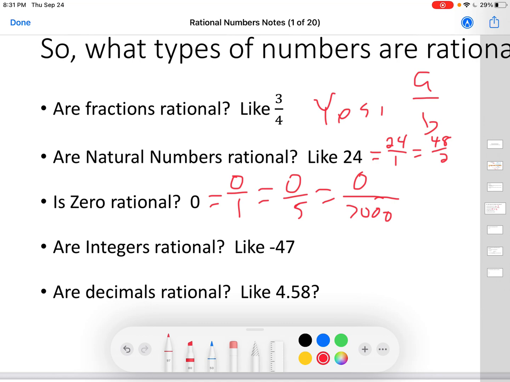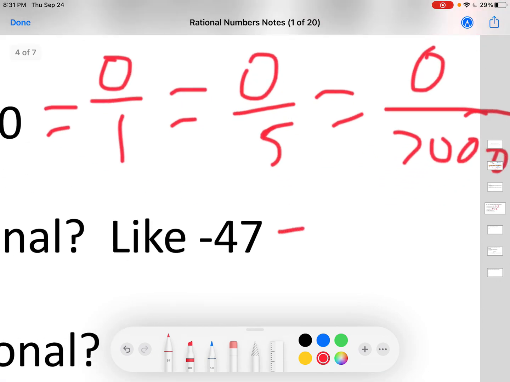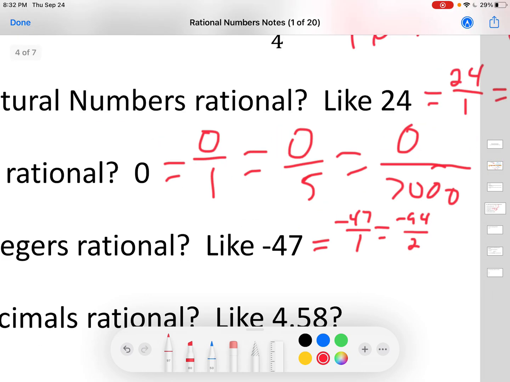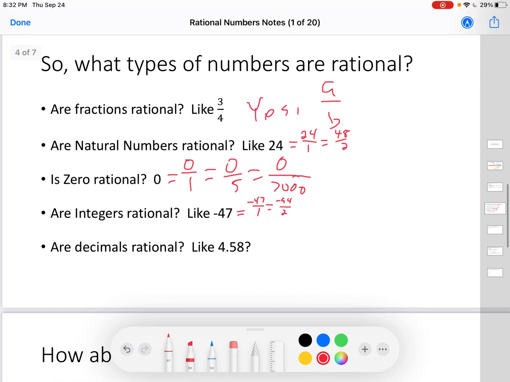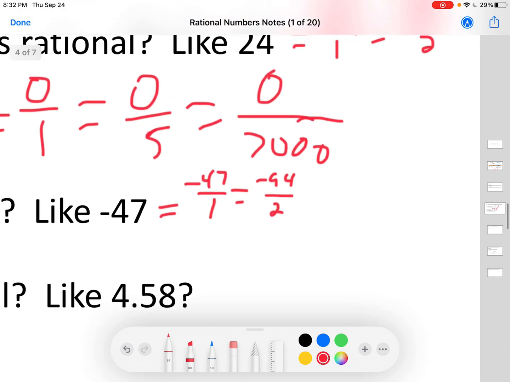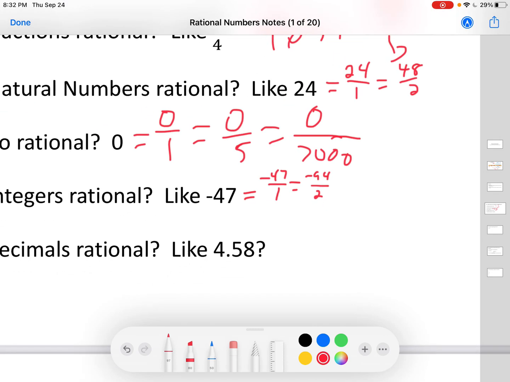Are integers rational? Well, we already did natural numbers, and obviously to me, this should be obvious to you also, but maybe it isn't. Let's say how we can write negative 47 as a over b. Negative 47 over 1. Negative 94 over 2, etc. Those are all equal to negative 47. So they are rational also, because negative 94 is an integer, 2 is an integer. Negative 47 is an integer, 1 is an integer.